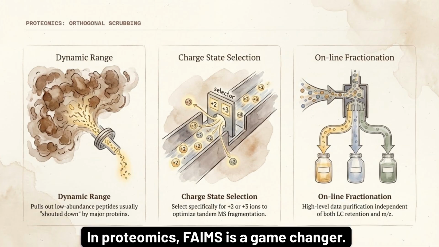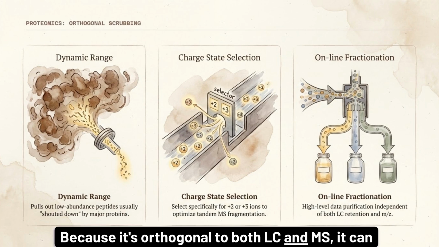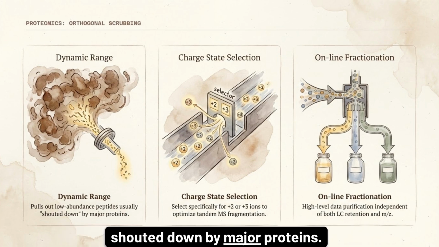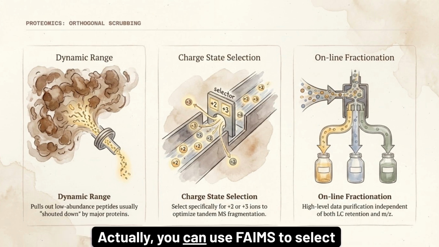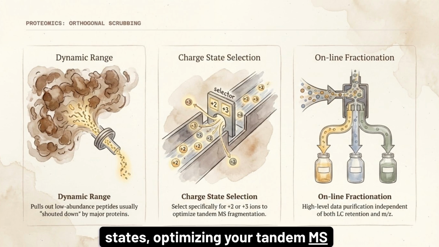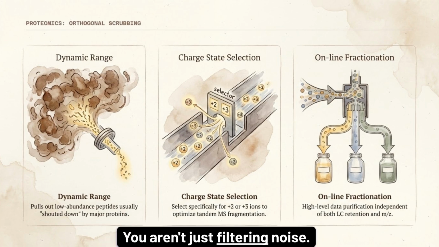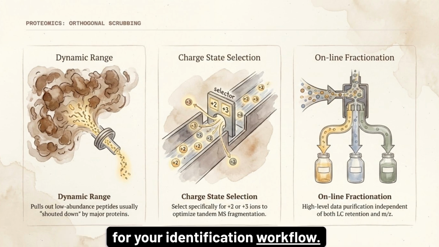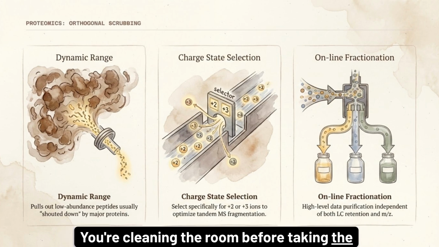In proteomics, FAIMS is a game-changer. Because it's orthogonal to both LC and MS, it can pull out low-abundance peptides that are usually shouted down by major proteins. Actually, you can use FAIMS to select specifically for +2 or +3 charge states, optimizing your tandem MS fragmentation. You aren't just filtering noise, you are architecting the most productive ions for your identification workflow. You're cleaning the room before taking the picture.